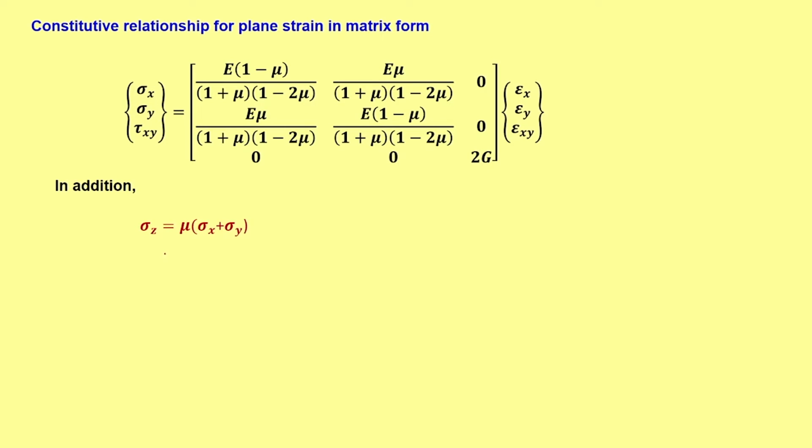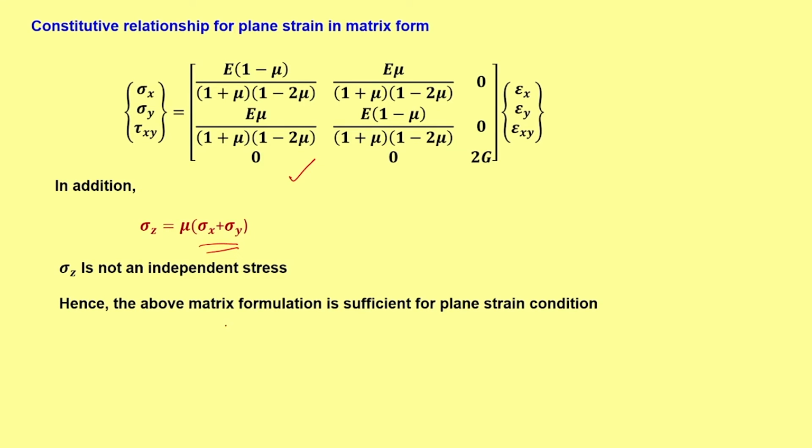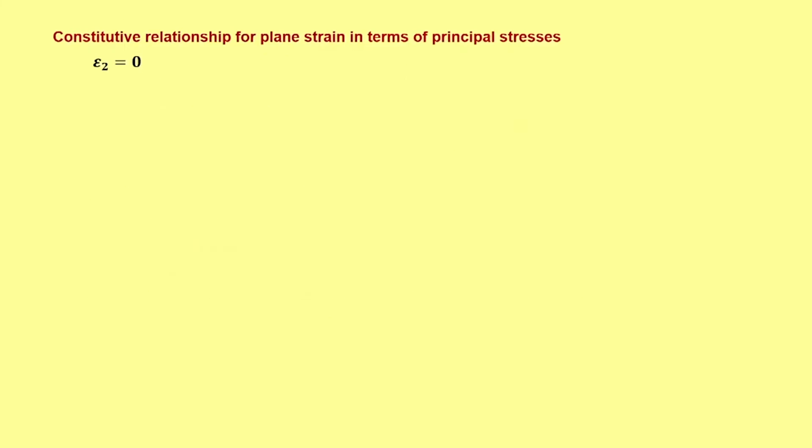In addition, we also know sigma z is equal to mu into sigma x plus sigma y. So, if you substitute this in the expression, you will get this particular value as well. So, sigma z is not an independent stress. So, if you just use this particular matrix, that is sufficient for solving the plane strain problem, because sigma z is again a function of sigma x and sigma y, it is not an independent stress. Hence, the above matrix formulation is sufficient for plane strain condition.